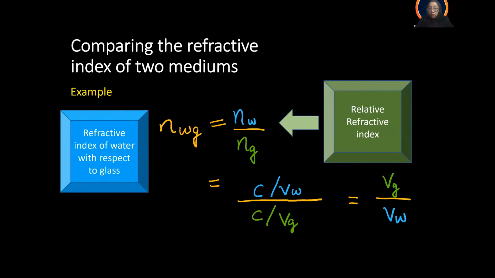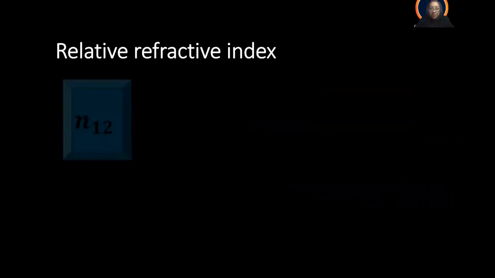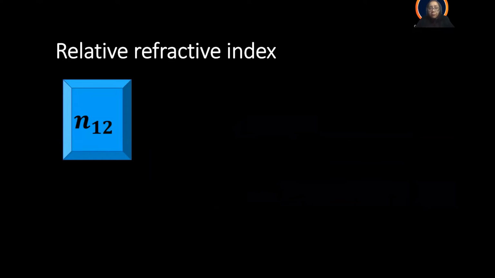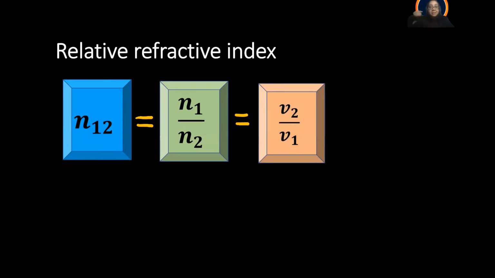So, students, here you can understand a very important relationship. N of 1, 2, that is the refractive index of the first medium with respect to the second medium, we can write as the refractive index of the first medium divided by the refractive index of the second medium. But in terms of velocity, it just gets reversed. That means we can write the velocity of light in the second medium divided by the velocity of light in the first medium. So it is just reversing.